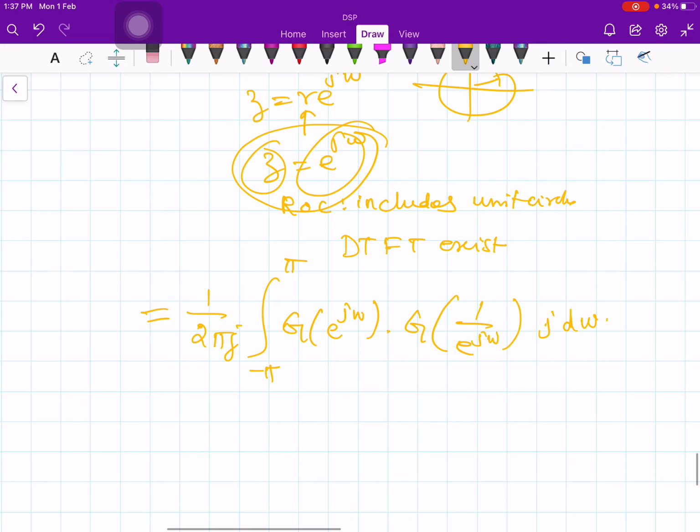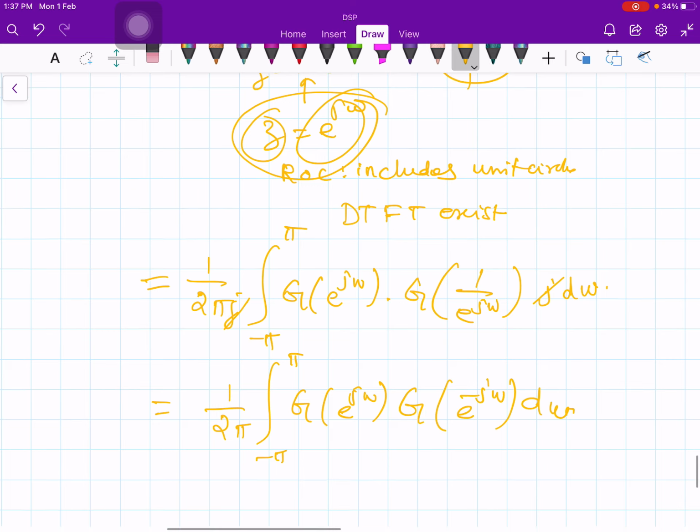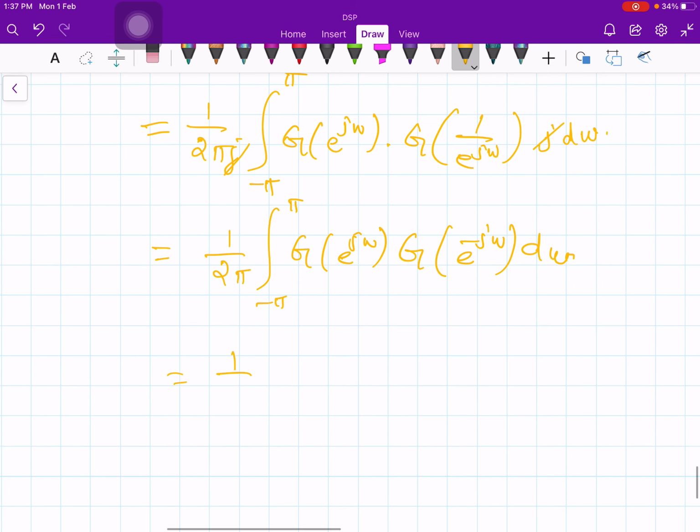And this j and that j will get cancelled. Therefore 1 by 2 pi integral of minus pi to plus pi g of e to the j omega, g of e to the minus j omega, and then d omega. This I can say 1 by 2 pi, minus pi to plus pi, mod square of g of e to the j omega, because both are complex conjugate of each other.